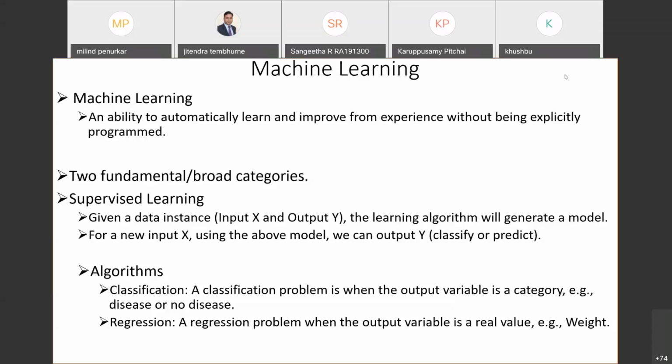So it could be a disease or no disease. Given the training data instance, we say that a particular person would result in a disease. We would predict that a particular disease would happen or would not happen. And then the second is the regression problem.